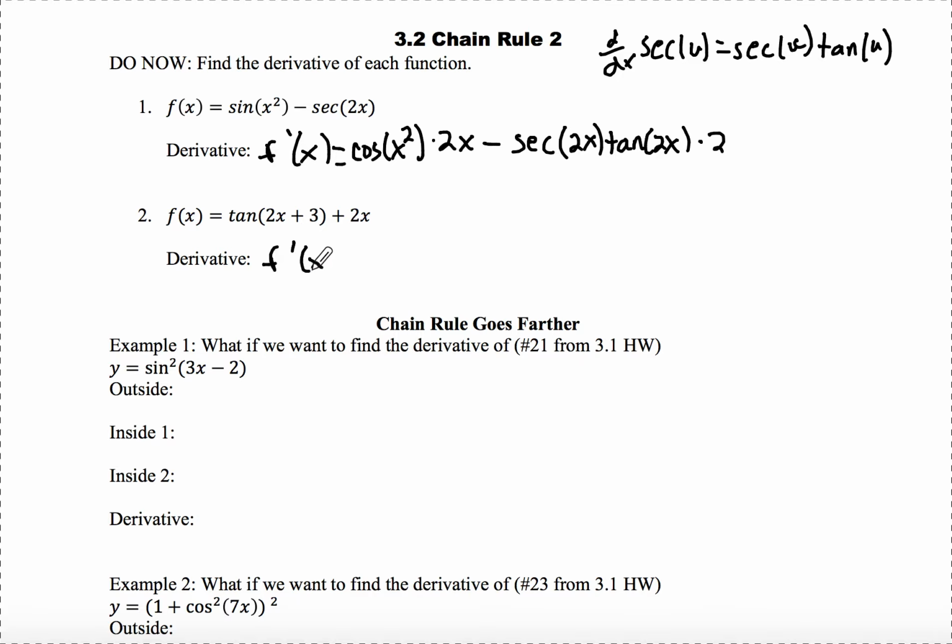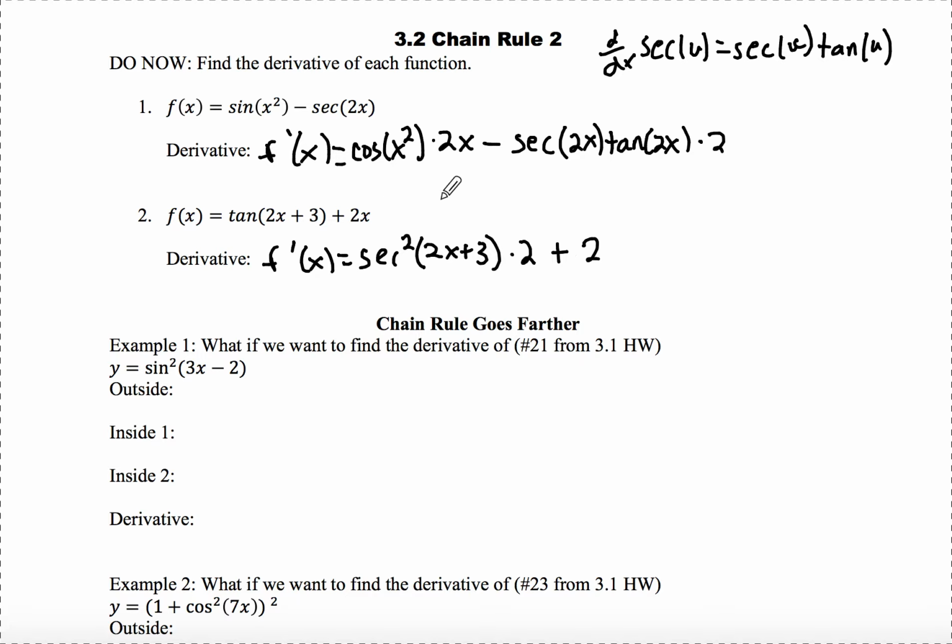Now for the second one, the derivative f prime of x. I have tangent of 2x plus 3. Looks like another outside inside. So the derivative of tangent is secant squared of, we keep the inside, 2x plus 3. Now we take the derivative of the inside, which would be times 2. Derivative of 2x is 2, derivative of 3 is 0, so it's just 2. And there we go. There's just a quick review of our chain rule.